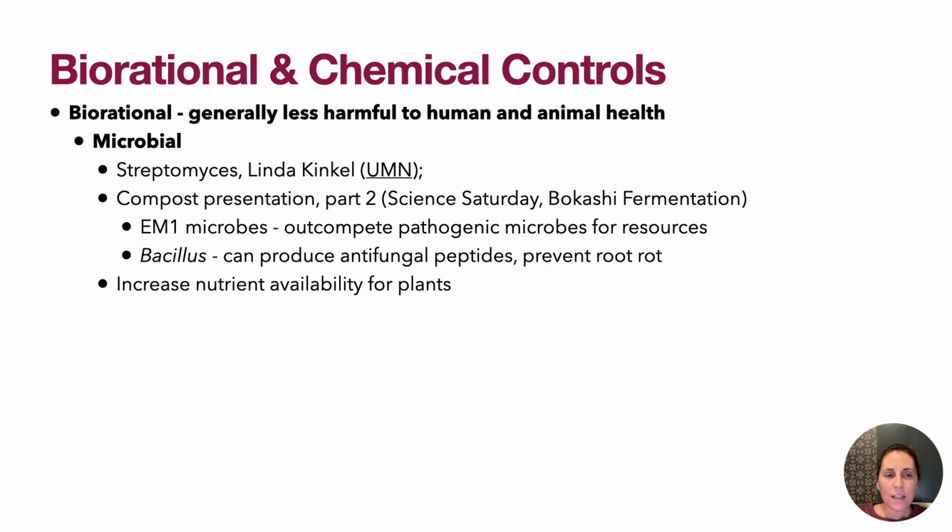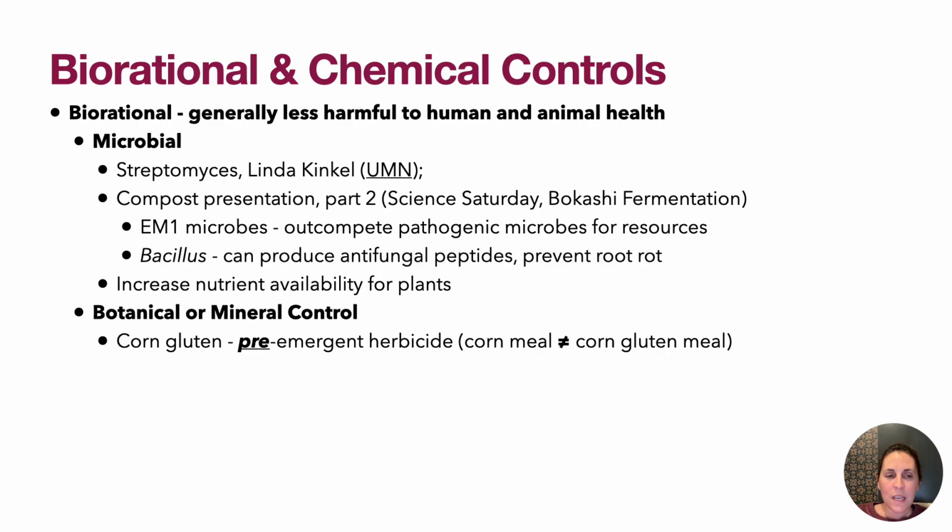And then additionally, having microbes added to your soil can also help increase nutrient availability for plants, which would then also help those plants be nice, big, and strong, right? And so then the next step is botanical or mineral control. And one of the big ones here is corn gluten. And this is a pre-emergent herbicide. And it's important to note that corn meal is not the same as corn gluten meal.